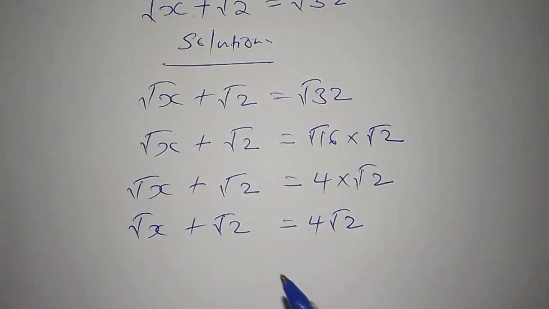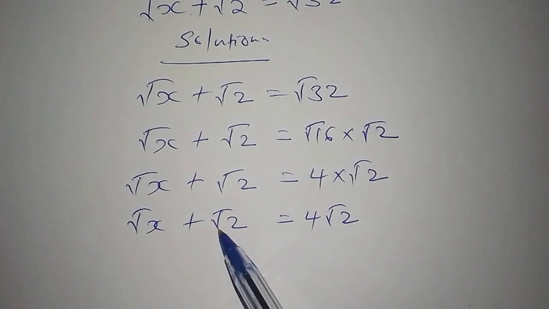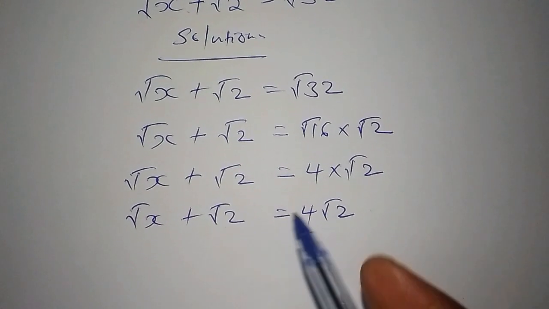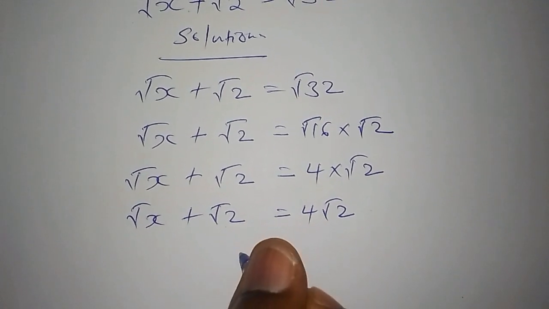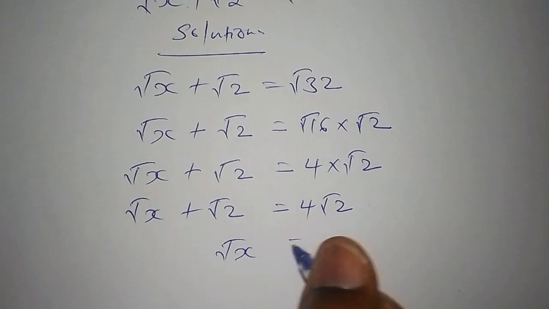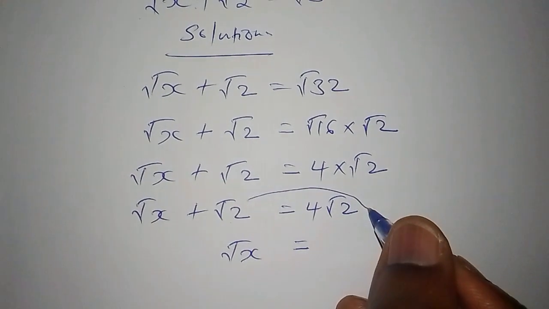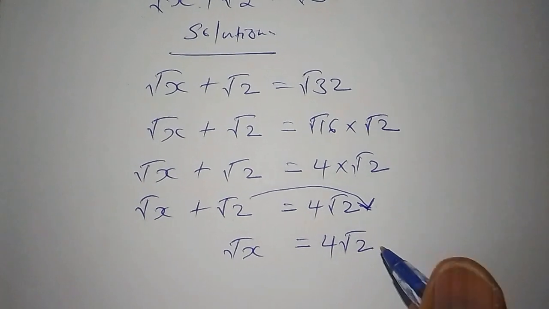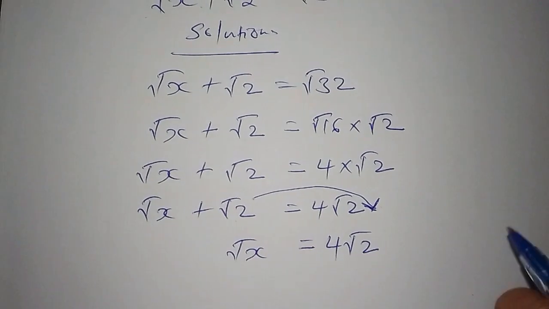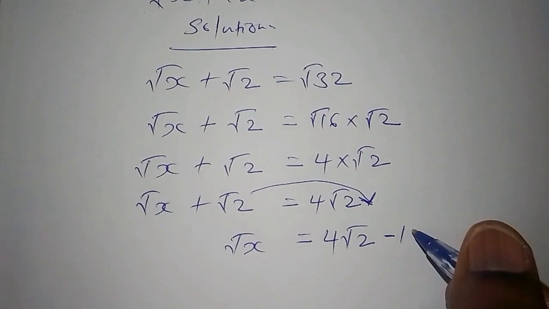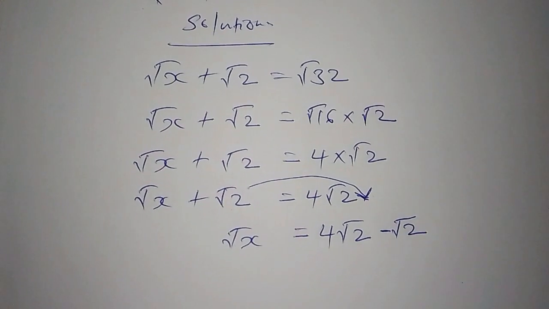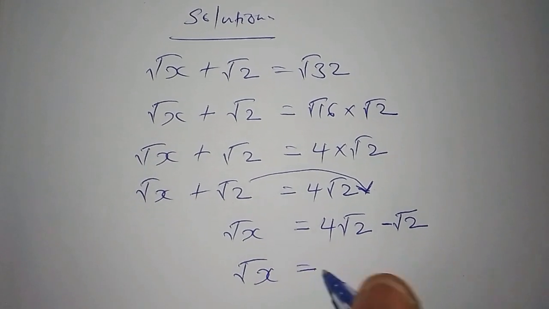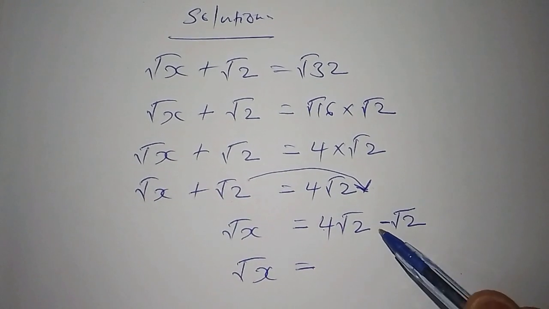So the next step is to bring this root 2 to this other point, because root x is unknown, root 2 is known. So we shall say that root x there is equals to, so root 2 shall cross the equal sign, then we shall have 4 root 2, then because it was plus root 2, we shall have minus root 2.